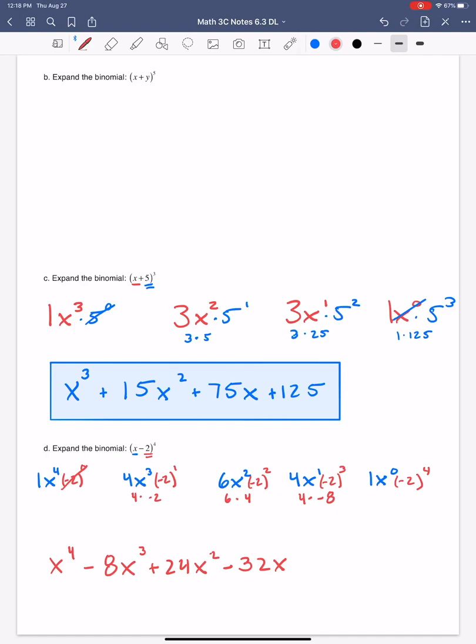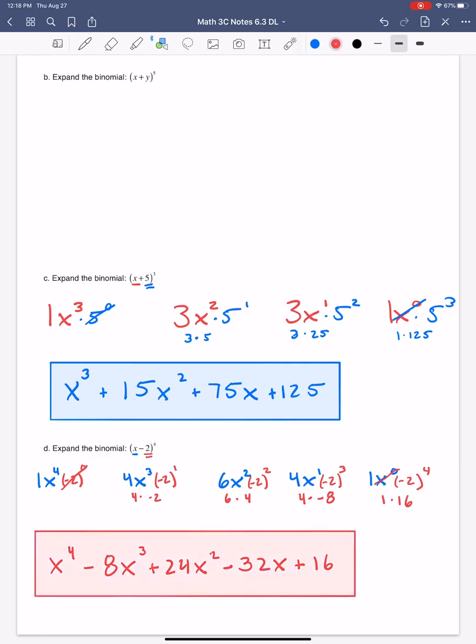And then lastly here we have x to the 0, so that's gone. And then we're going to end up with 1 times -2 to the 4th power, which should give you a +16. So that's just plus 16 all the way in the back there. And we end up with our final polynomial.